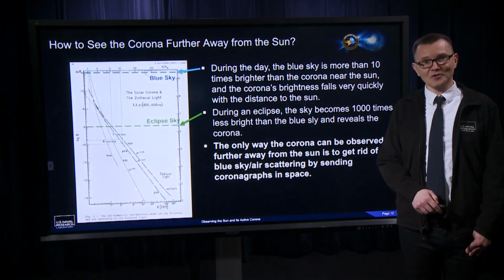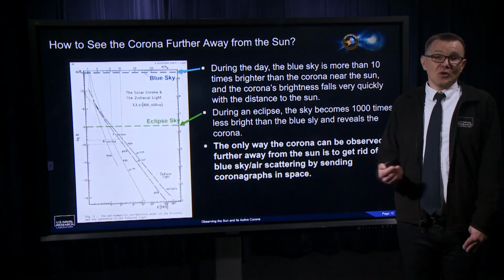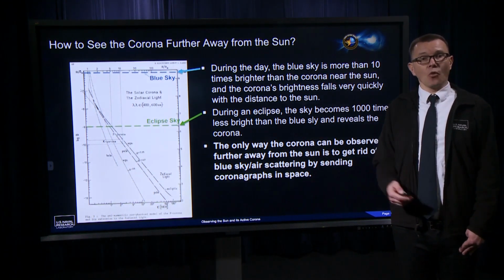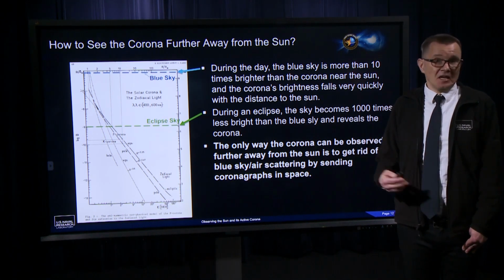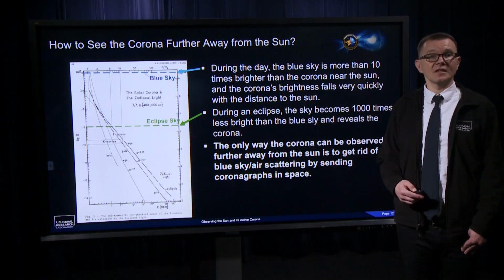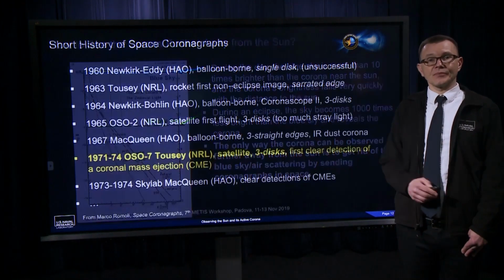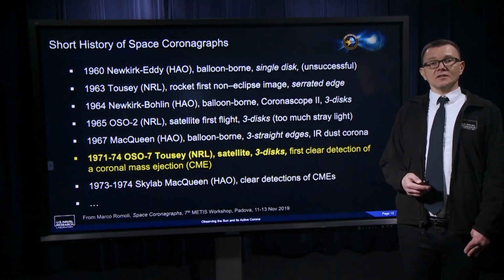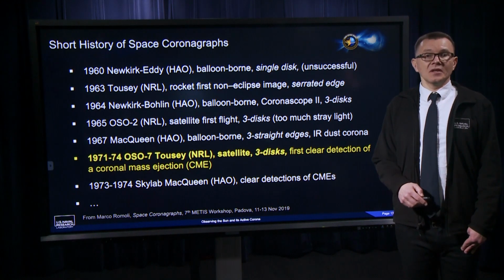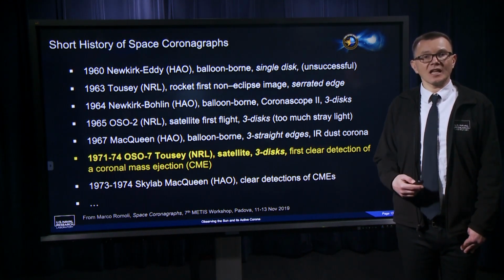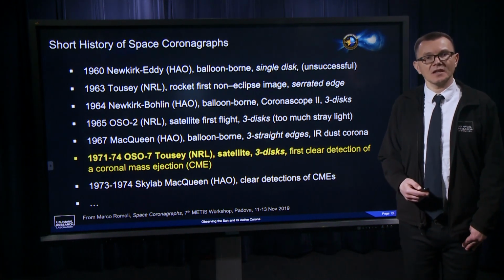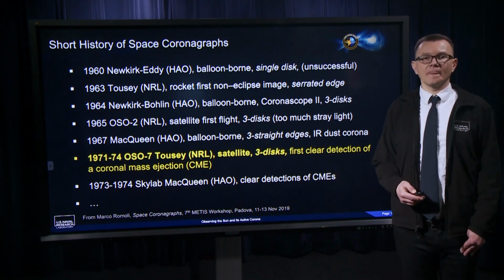Back to my old-fashioned plot here. The only way the corona can be observed further away from the sun is to get rid of the blue sky or air scattering. And this is done by sending coronagraphs in space. This is what was done in the 60s, either by using balloon-borne platforms or sounding rockets at first, and then with satellites after 1965.